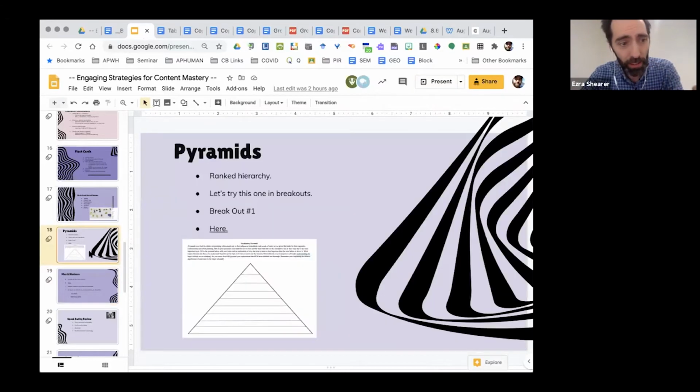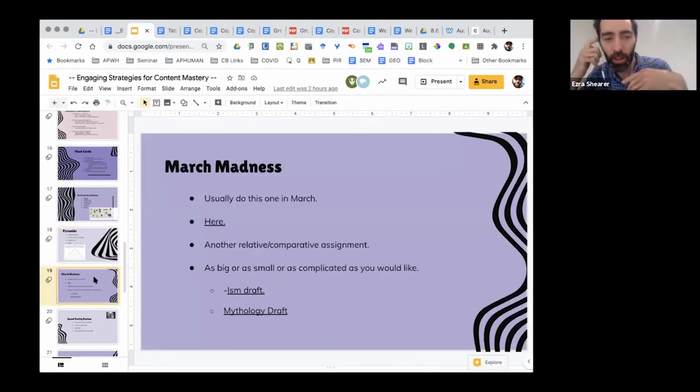So these pyramid sort of things are an evaluation of terms in relation to one another, obviously. The next one that we have is pretty similar to that. It's basically a bracket of things.